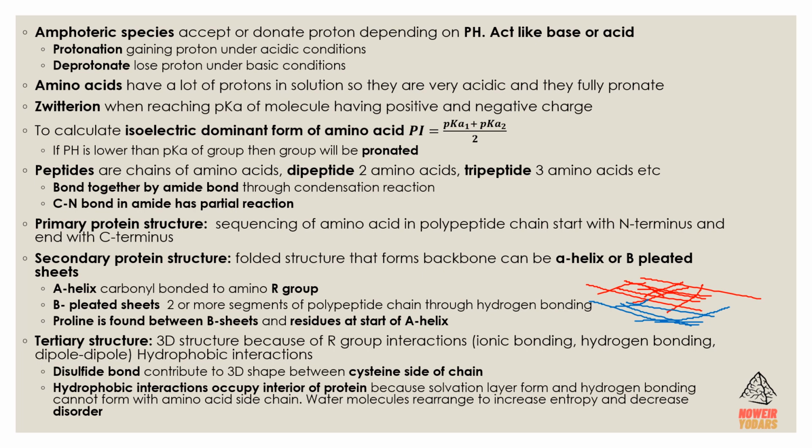But next, remember proline, if you can recall. I want you to kind of recall what proline is. Proline was the non-polar, non-aromatic amino acid that we mentioned at the beginning. And it's found between the beta pleated sheets and the residues of the alpha helix. So proline helps with the secondary protein structure.